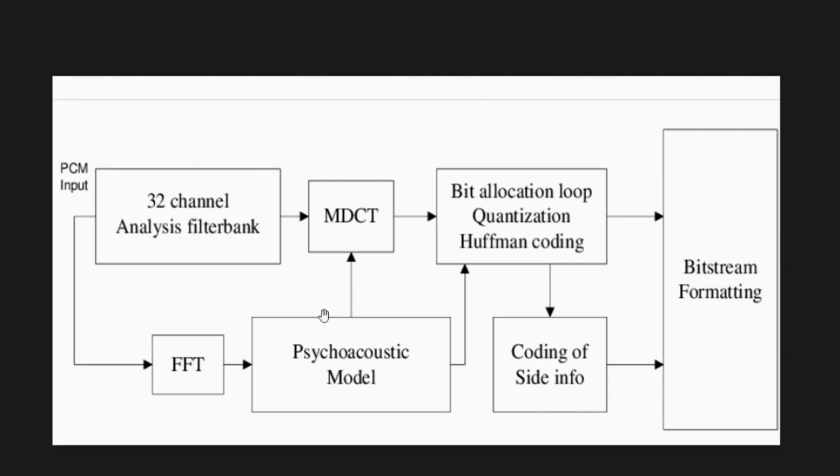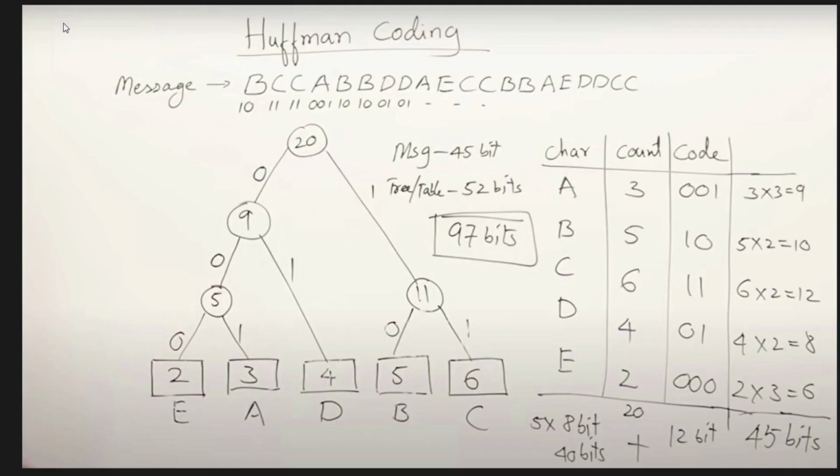Now let's jump to the MDCT. MDCT stands for modified discrete cosine transformation. It works as a sum of cosine functions oscillating at different frequencies. After MDCT, the sound waves are sent to the bit allocation loop to allocate a particular bit count. And after that, there is the role of Huffman coding. So let's see.